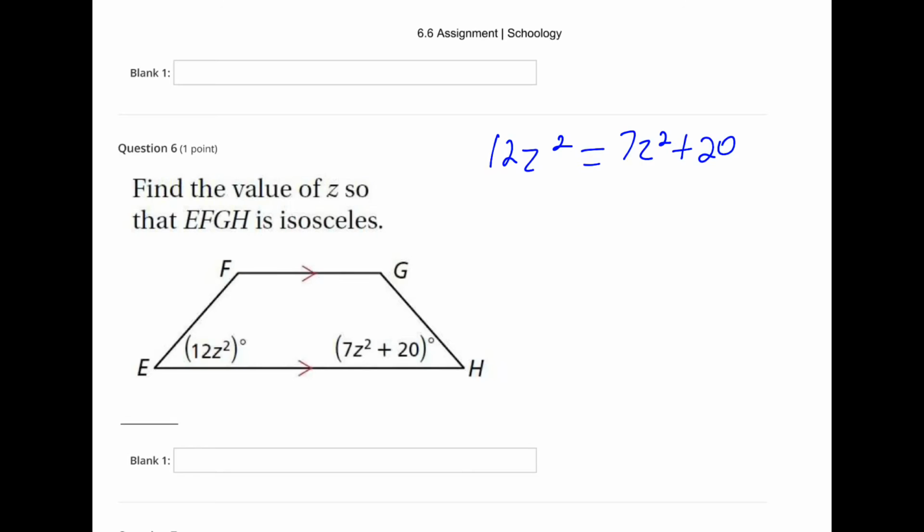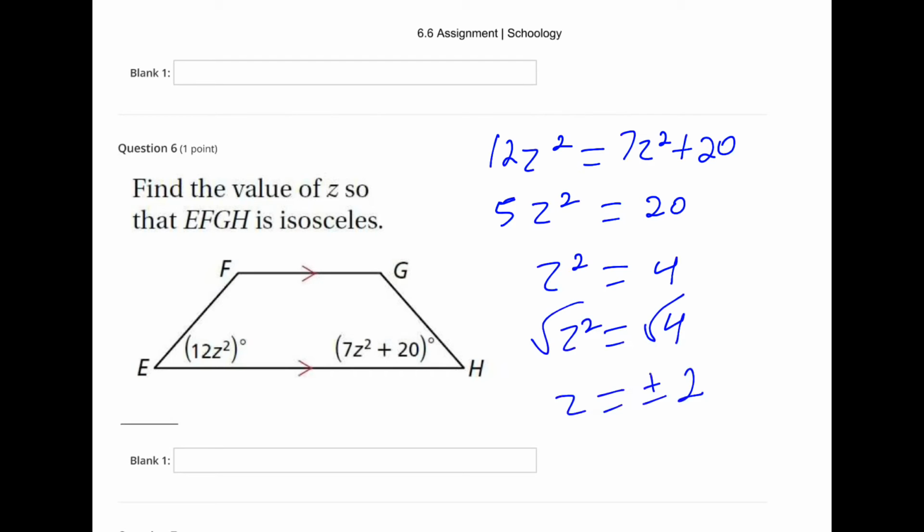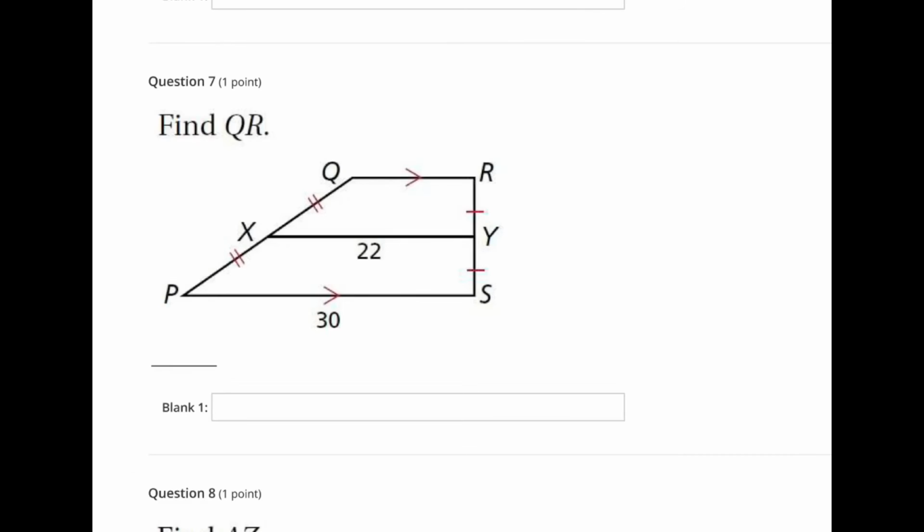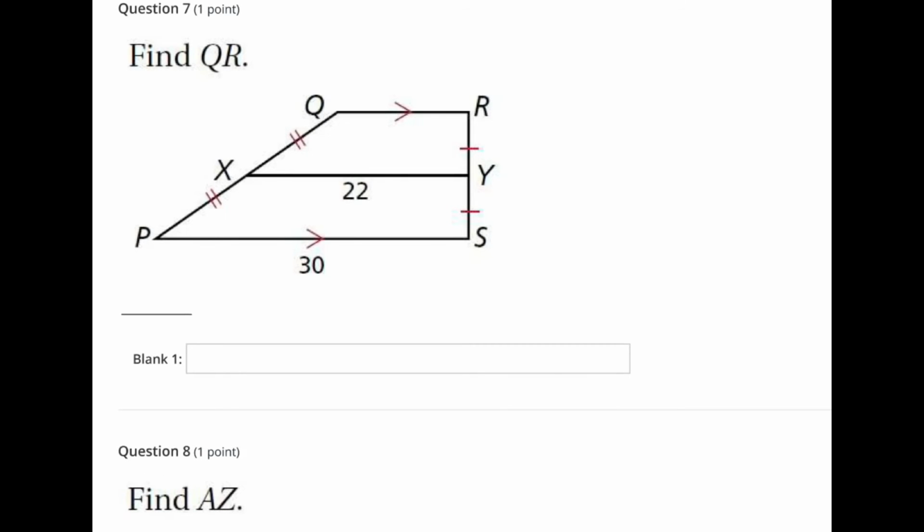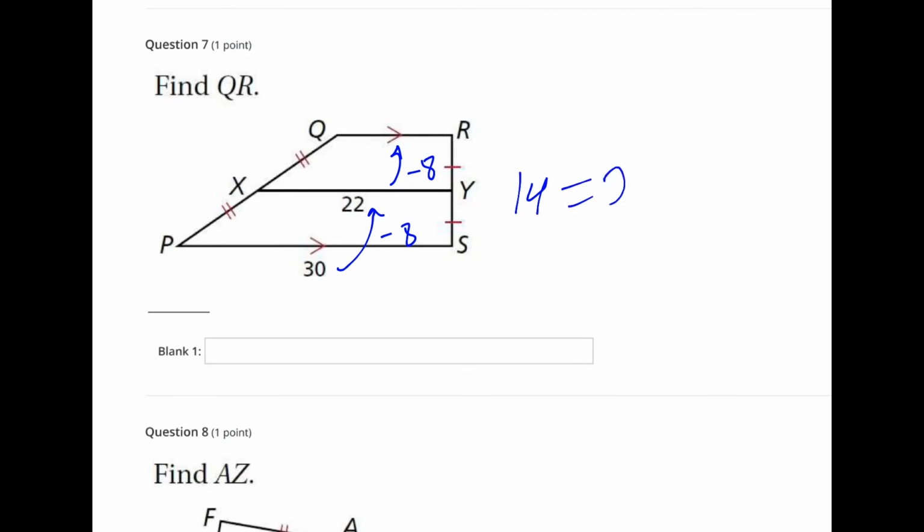For number 6, if we set these two equal to each other, we can subtract 7z squared from both sides. We can divide both sides by 5, and then we take the square root of both sides, and we get a plus or minus 2 as our final answer. In number 7, the mid-segment is the average of the two. So if we went minus 8 to get to the middle, we would go minus 8 again, and this brings us to 14. So QR is equal to 14.